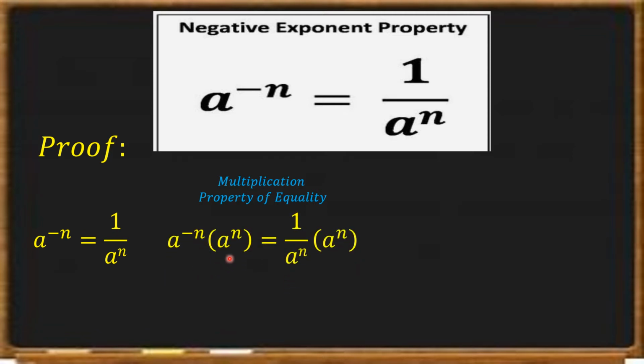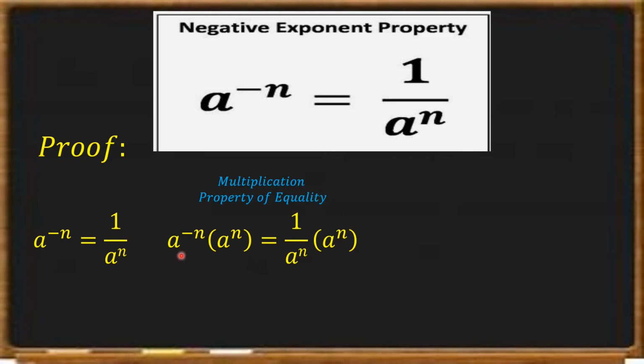Magmumultiply tayo ng a raised to n both sides. So a raised to n, minultiply natin dito. Tapos a raised to n din, minultiply natin dito. So both sides, nagmultiply tayo. Yan, naka-parenthesis. So pag nagmultiply tayo niyan, ito ay cancel na. Kasi sa numerator yan i-multiply. Magiging a raised to n over a raised to n. So, cancel. Magiging 1 na lang. Okay? So, the value of this is 1.